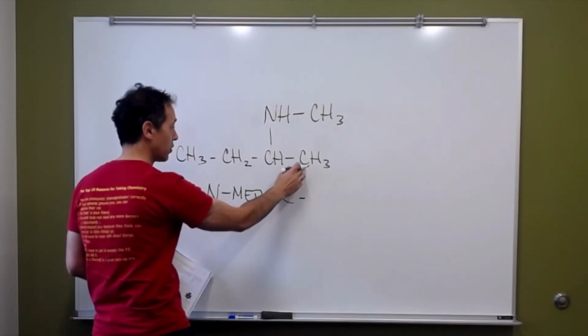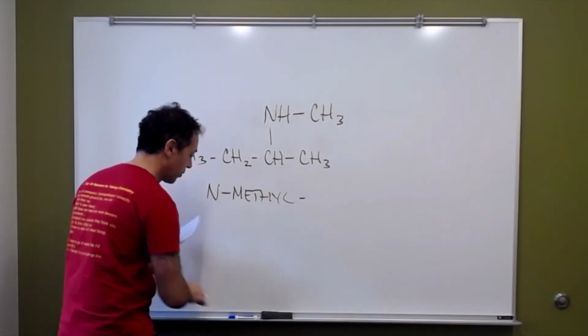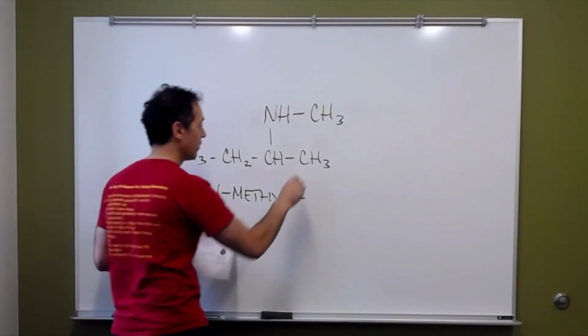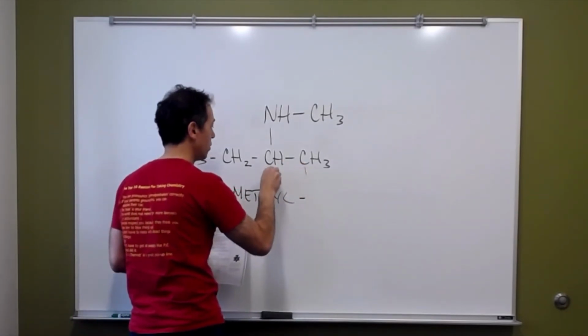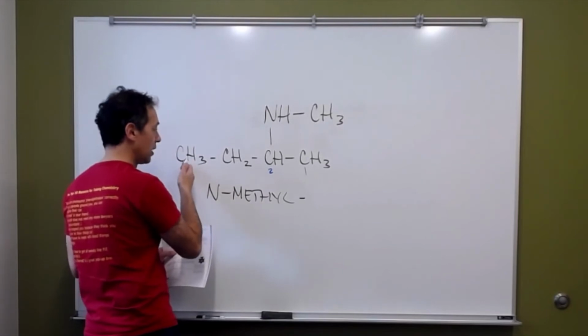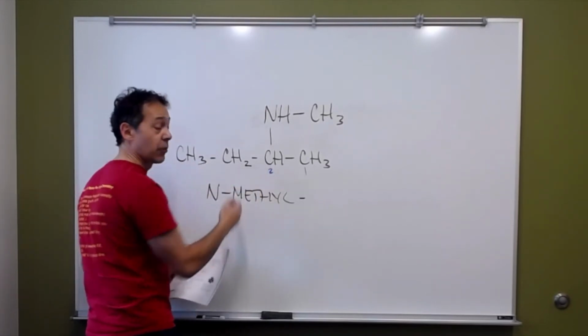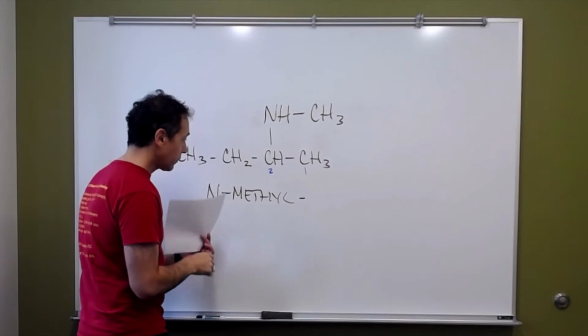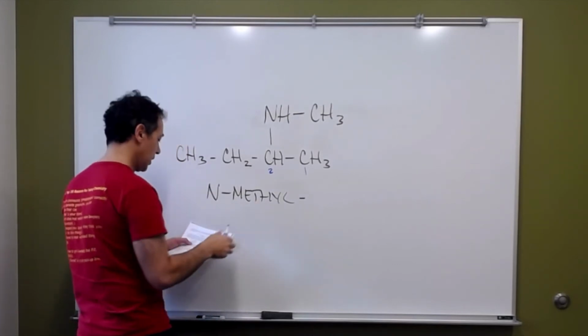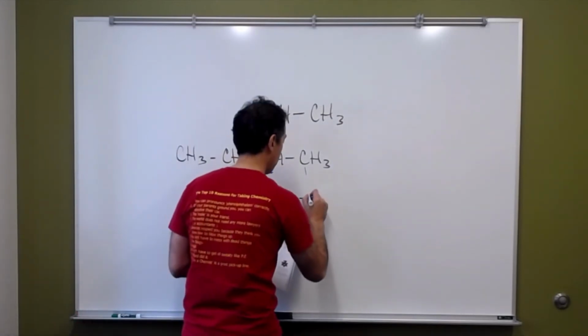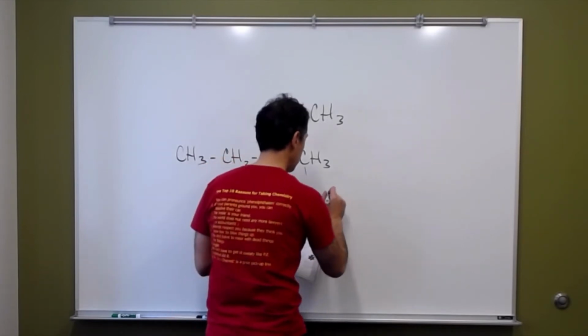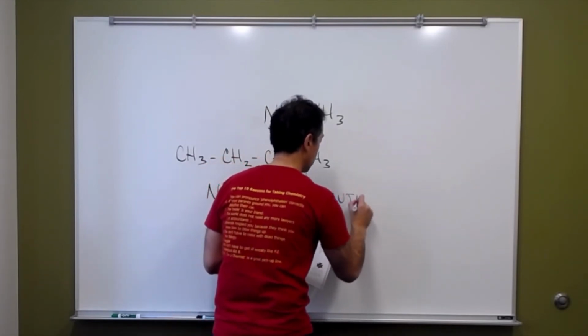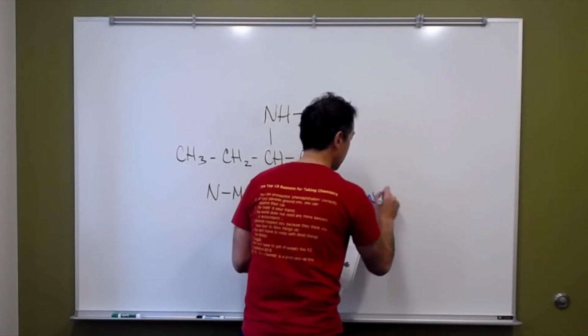And the nitrogen's coming off of the second carbon. So it's 1, 2. And I'm just going to number this going from right to left instead of from left to right, because then I end up with a smaller number. So this then becomes N-methyl-2-butanamine.